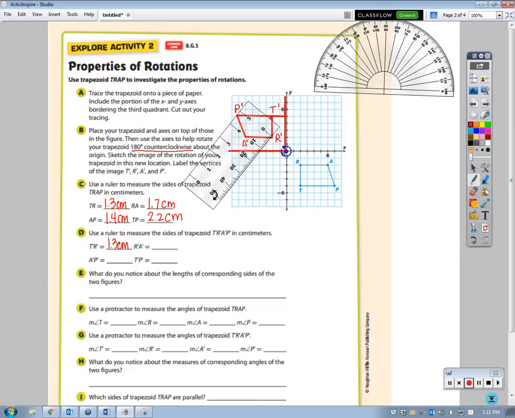So now I'm doing side RA. Make sure my stuff is lined up here. I've got 1.567 centimeters. I'm going to measure side AP, so I'm going to slide my ruler, make sure my stuff is lined up. Rotate. It looks like I've got about 1.4 again, right? 1, 2, 3, 4. 1.4 centimeters, and then the long side here, side TP. So again, what are we looking at? We've got 2 centimeters here, 1, 2, so 2.2. So what do we notice about the lengths of corresponding sides of two figures? They are the same. Corresponding sides are the same.